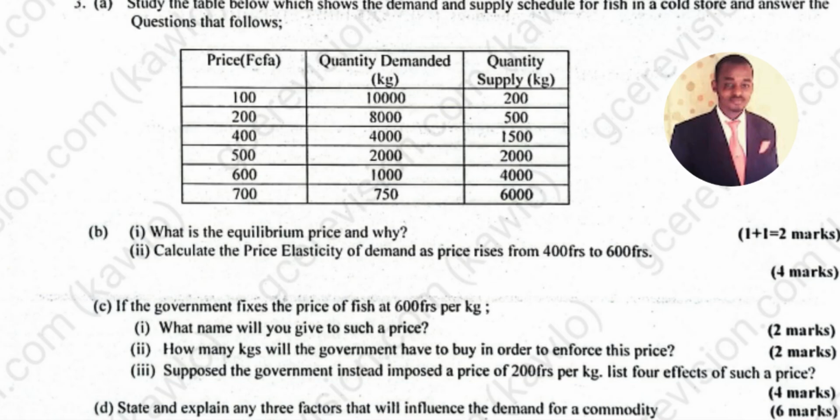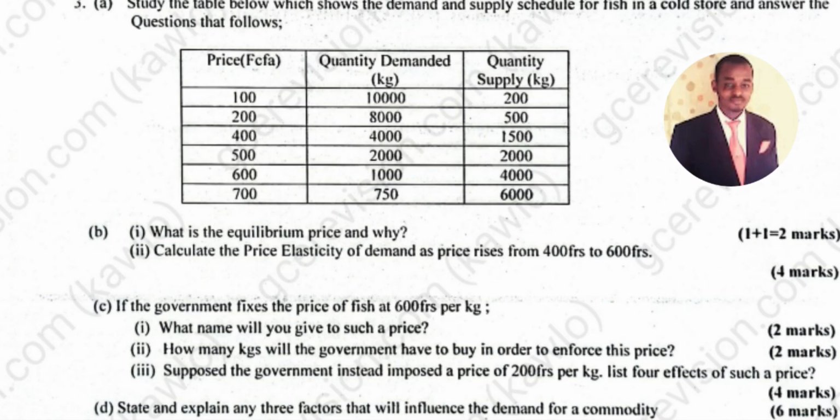So this is actually fish in the cold store, and it says we should answer it. So when you read it, you're going to see the questions. The first one, they ask us what is the equilibrium price and why. Then the second one, they ask us to calculate the price elasticity of demand as price rises from 400 francs to 600 francs.